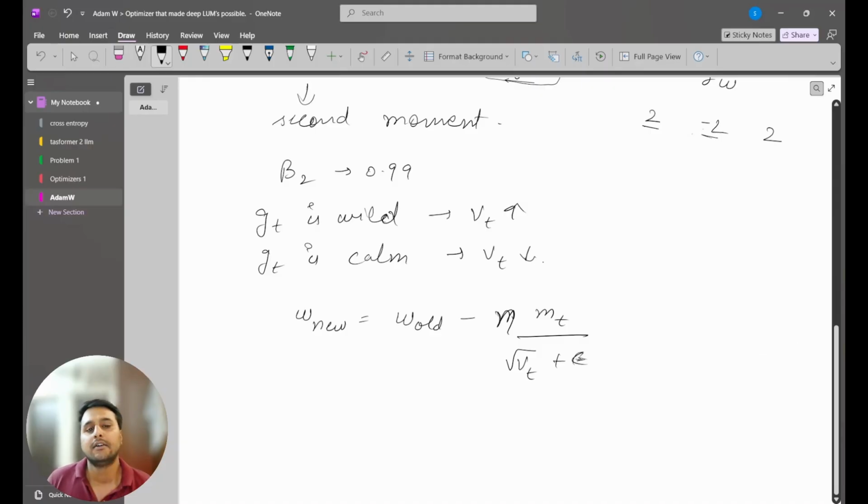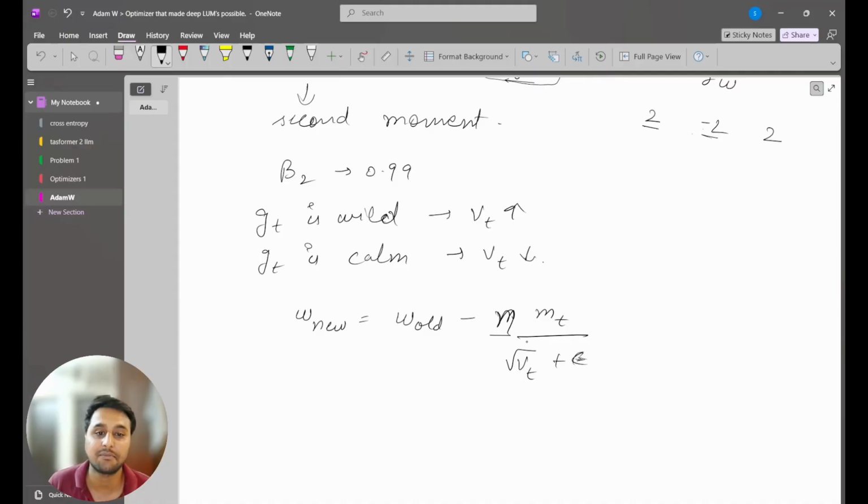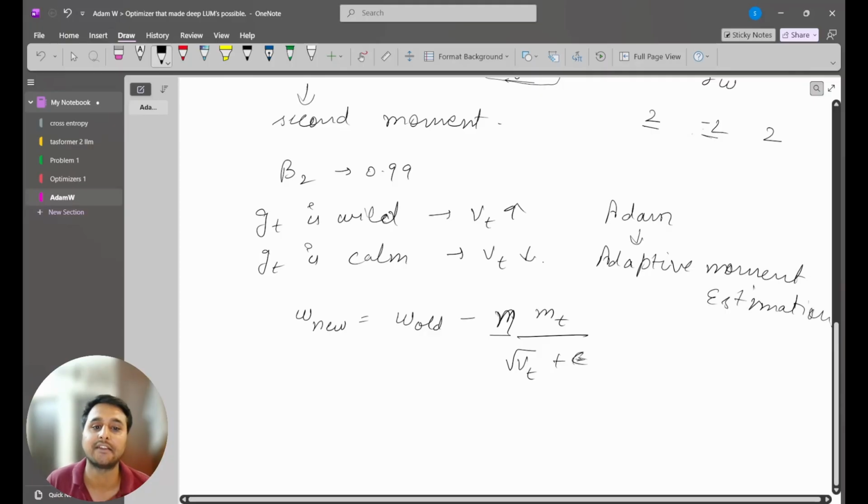Okay. So as we all know now, the learning rate decides the step size. In previous optimizers, the same learning rate was used for every step, for every weight update, but this is adaptive. Adam is basically adaptive. Adam's full form is adaptive moment estimation. This is the full form of the Adam optimizer.